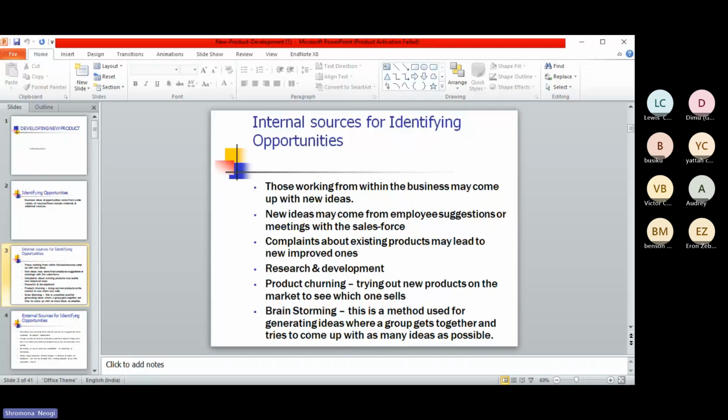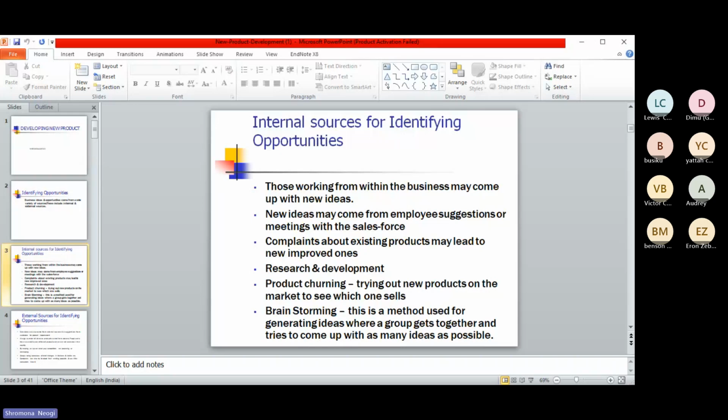Say suppose we all are an organization, right? We are producing something. The idea of new product development, or the opportunity we have identified from within, is internal, and external is from the market, maybe from the customers, from the competitors, from anywhere else outside the organization, right? Now, internal sources of identifying opportunities.